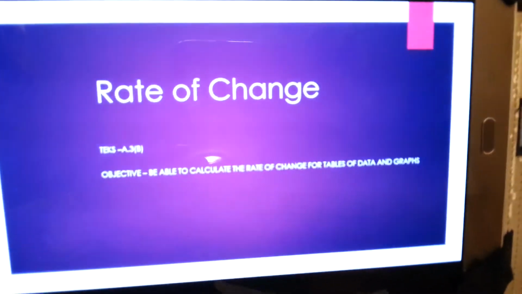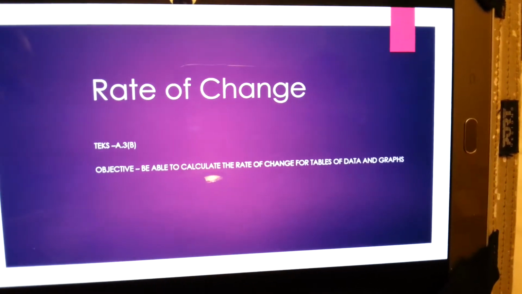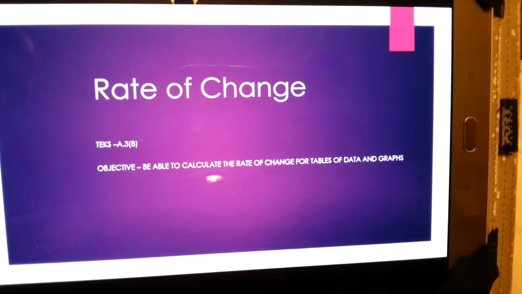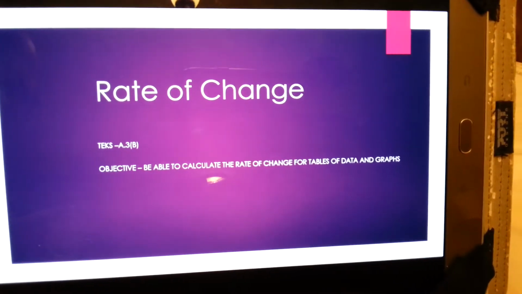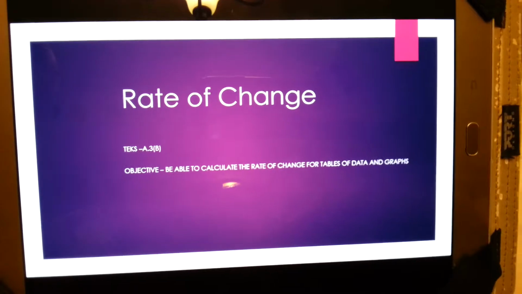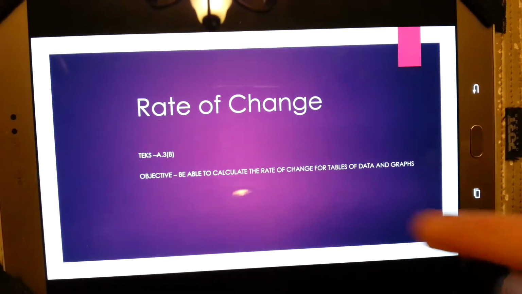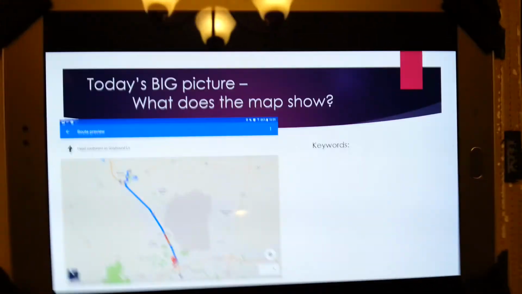Today we're going to be doing rate of change. And our specific objectives for today is to be able to calculate the rate of change using tables of data and graphs. So, by the end of today, you need to be able to demonstrate those two skills. Okay, let's have a look.